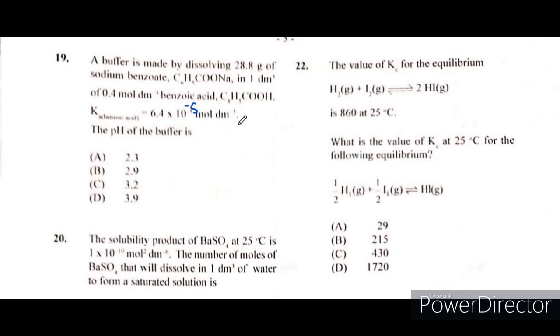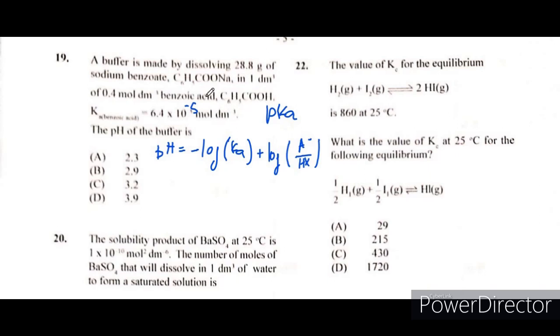Now the pH of the buffer, we're going to use the Henderson-Hasselbalch equation, where the pH is equal to minus log to the base 10 of Ka plus the log to the base 10 of the salt, A minus, over the acid, let's say HX or HA, it means the same thing, where minus log to the base 10 of Ka is pKa. First, let's find the number of moles of this salt. We use 28.8 grams.